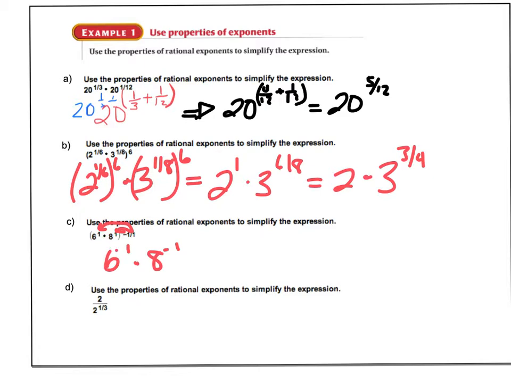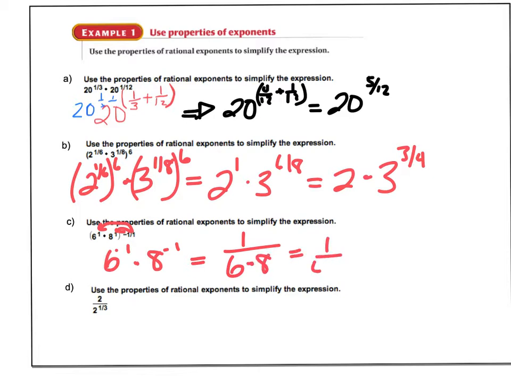And then that rule still applies that you can't have negative exponents, so both of those get thrown into the denominator. So you're going to put 1 in the numerator as a placeholder, and now you have 6 to the positive 1 power and 8 to the positive 1 power.